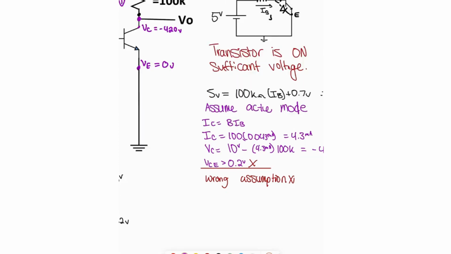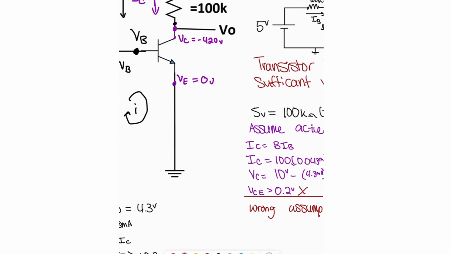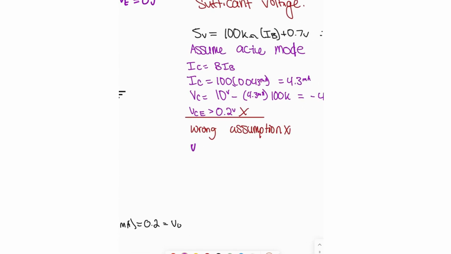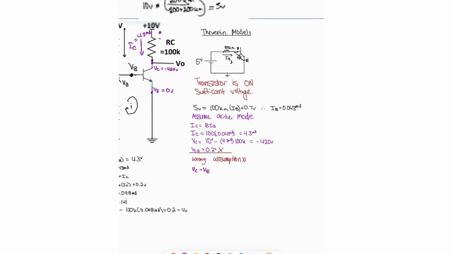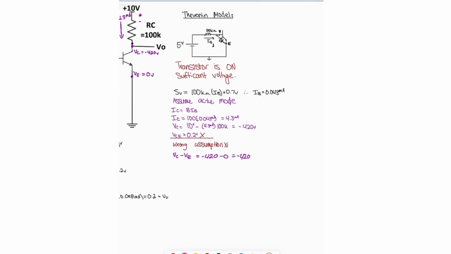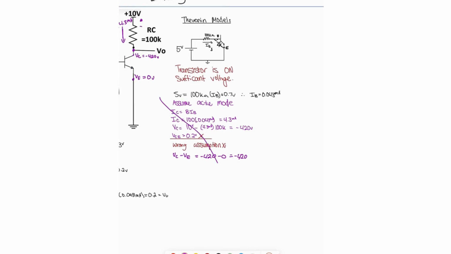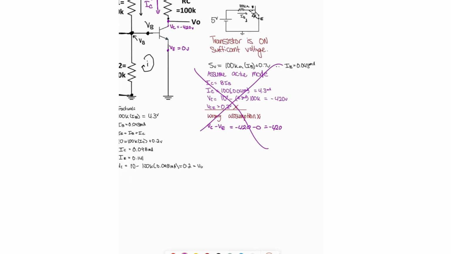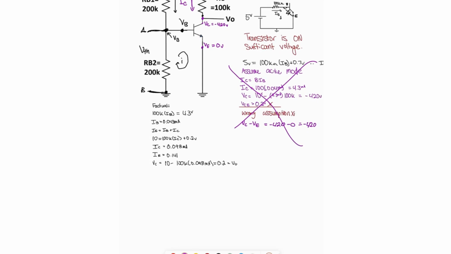If VC is negative 420 volts and our VE is 0 volts and VCE has to be greater than 0.2, then we can't do that. It doesn't work like that. VCE is VC minus VE, which would equal negative 420 minus 0, which is equal to negative 420. And that's not greater than 0.2 volts, so we cannot say this is true. It's the wrong assumption.